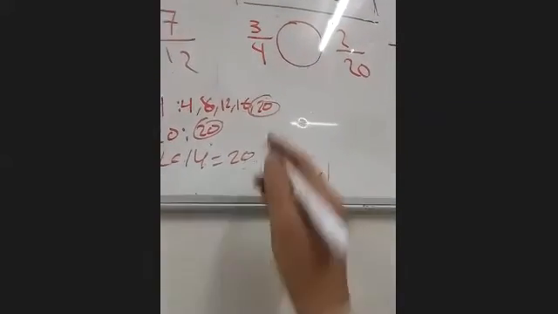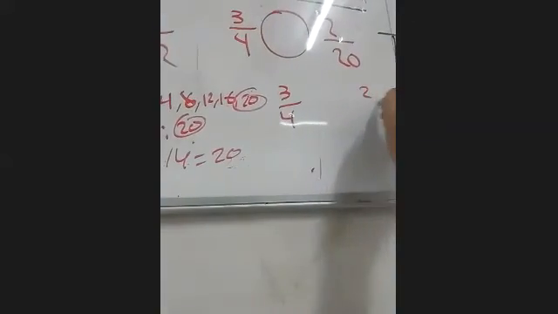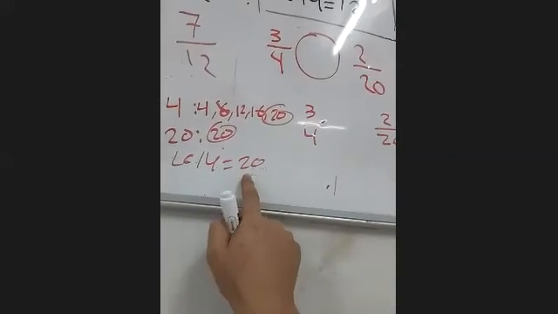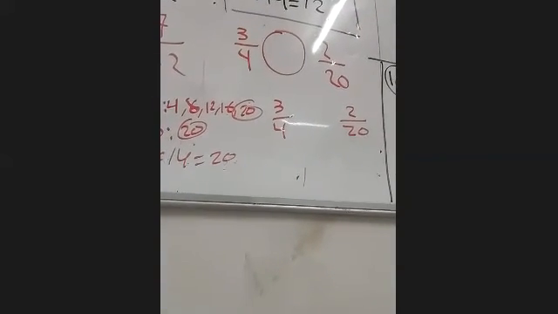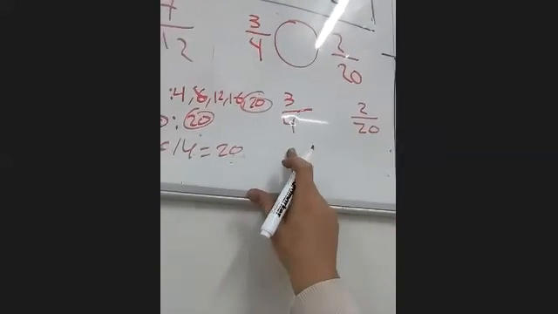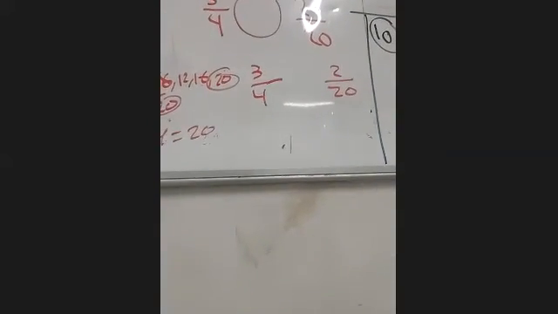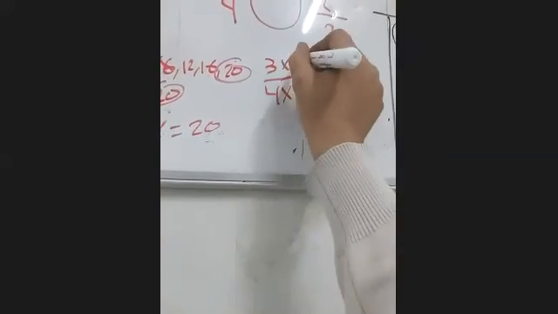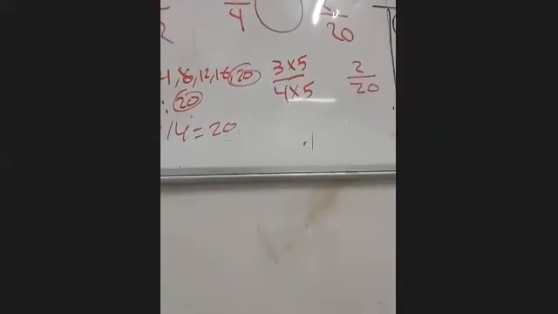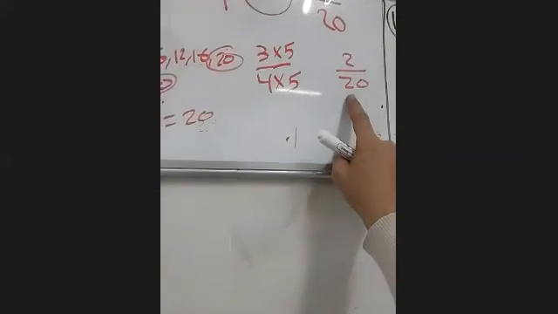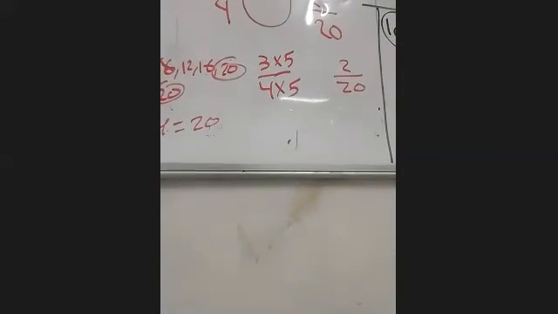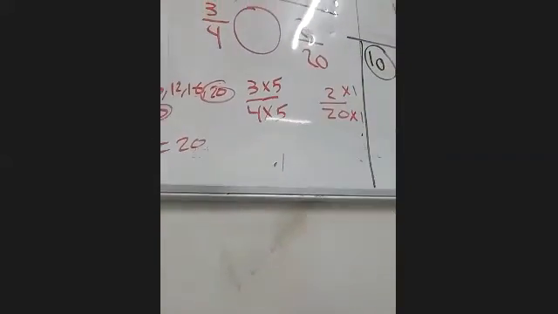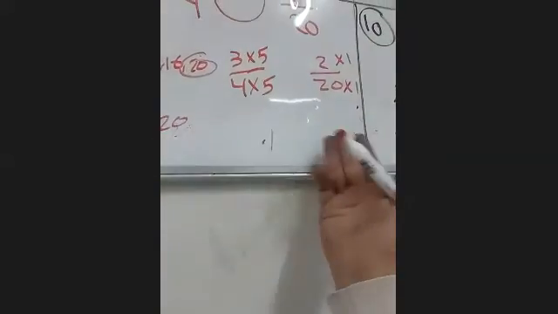20. So I will take the 3 over 4 and the 2 over 20, and I will make the two denominators the least common multiple, which is 20. Now, how do I make the 4 become 20? Multiply it by 5. I multiply up and down by 5. Don't forget that. But how do I make 20 be 20? I multiply up and down by 1.